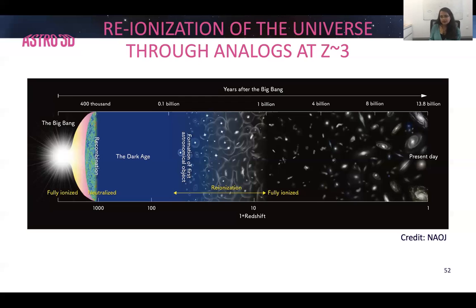An alternate approach to this, which has been used in the last couple of years, is to try to find analogs of these galaxies at redshift of 3.